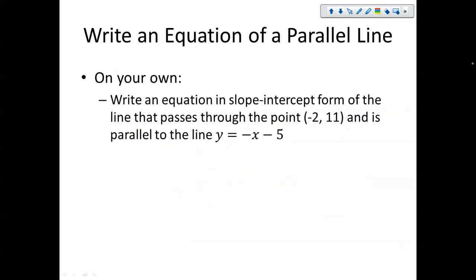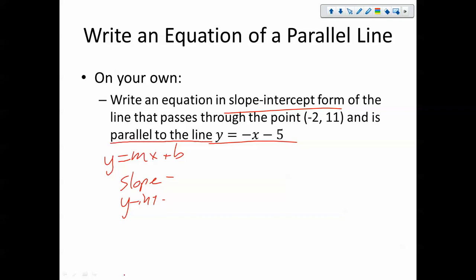So let's go over that question that you did on your own. Write an equation in slope-intercept form of a line that passes through the point (-2, 11) and is parallel to this line right here. So again, we're using y = mx + b. I need to find the slope and I need to find the y-intercept. What's my slope? I don't know directly what it is, but it is parallel to this line. And the slope of this line is -1, which means the slope of my line is -1.